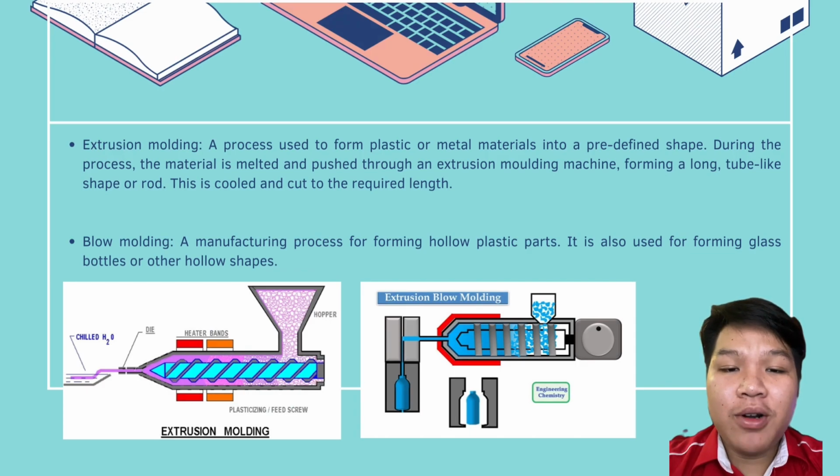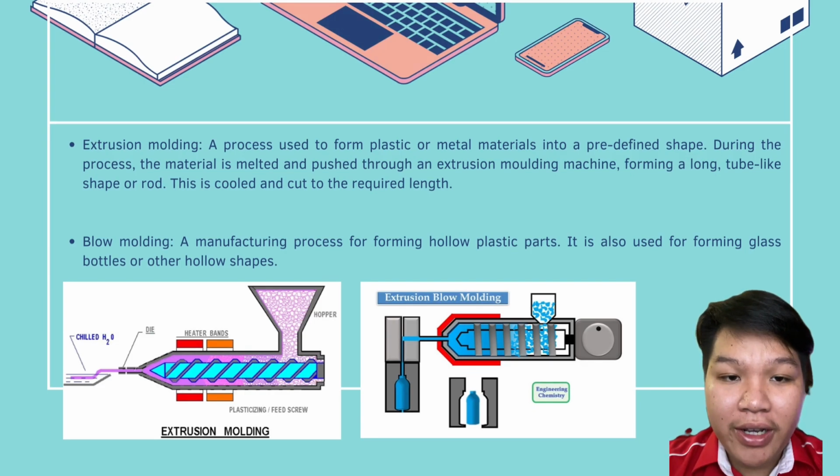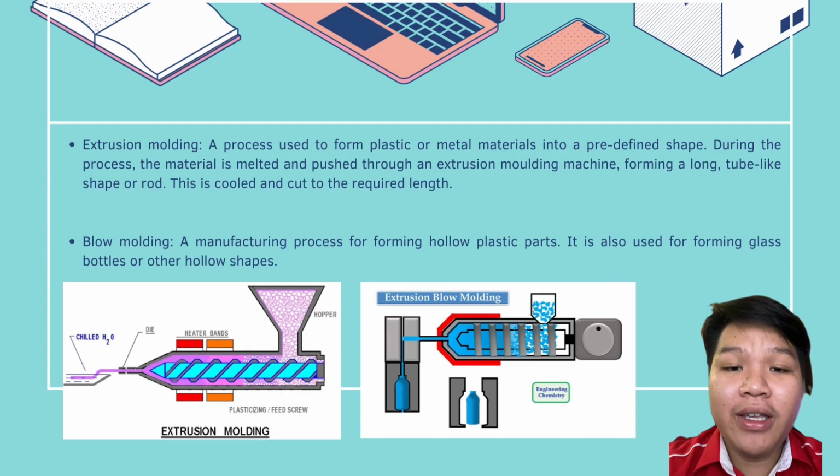Extrusion molding, a process used to form plastic or metal material into a predefined shape. During the process, the material is melted and pushed through an extrusion molding machine, forming a long tube-like shape or rod. This is cooled and cut to the required length. Blow molding, a manufacturing process for forming hollow plastic parts. It is also used for forming glass bottles or other hollow shapes.